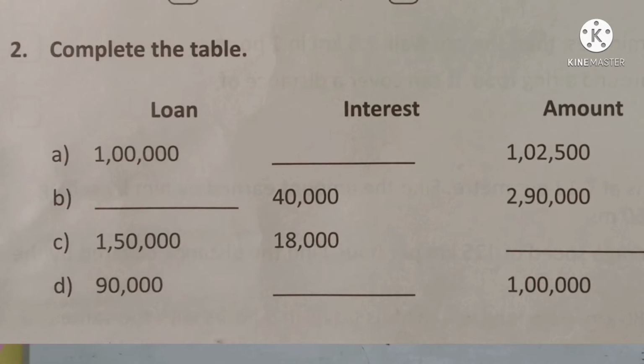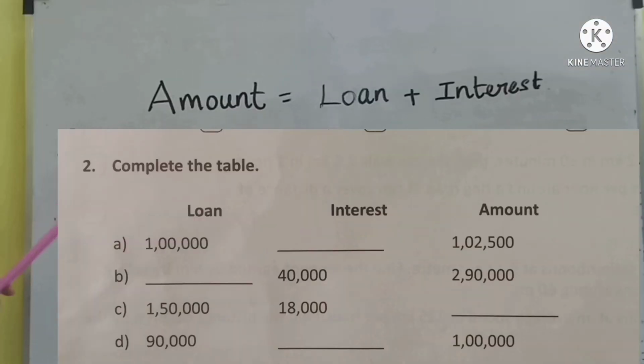Now second question, complete the table. Three columns are given: loan, interest, amount. You know the formula: amount is equal to loan plus interest. So if you find amount, you have to add these two numbers, loan plus interest. If you find loan, you have to do subtraction. If you find interest, again you have to subtract, amount minus loan. So complete the table. Do it yourself.